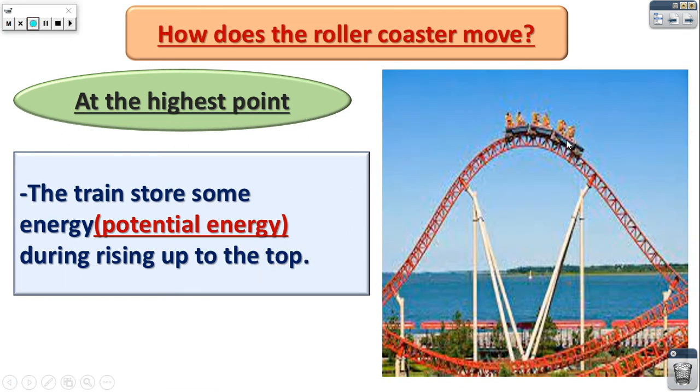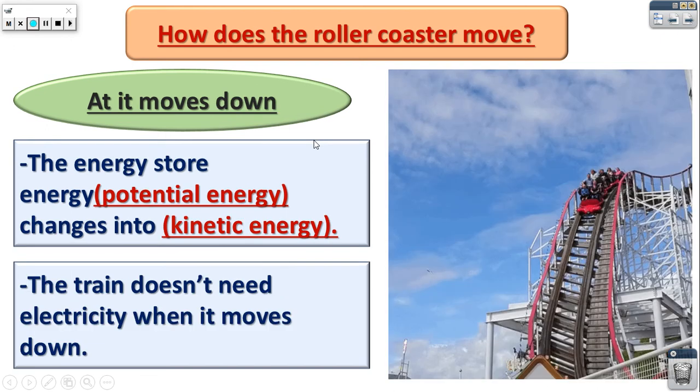At the highest point, the train of the roller coaster stops for some minutes, right? Why? It stores some potential energy. I told you before that anything that is not moving and is at a height from the surface of the earth stores potential energy. So when the train is rising up, there is kinetic energy. But when the train reaches the highest point and stops moving, potential energy is stored in the train of the roller coaster.